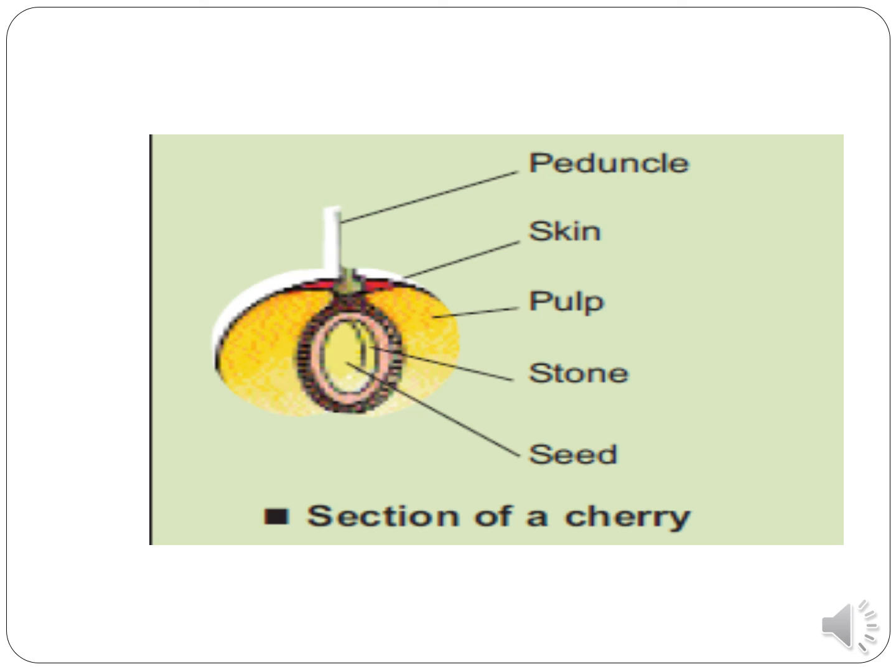This is a section of a cherry. This is the seed. The stone covers the seed. The pulp is the part that we can eat. The skin covers the fruit, and this is the peduncle.